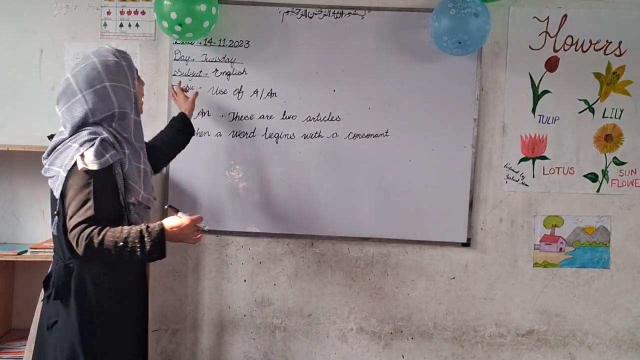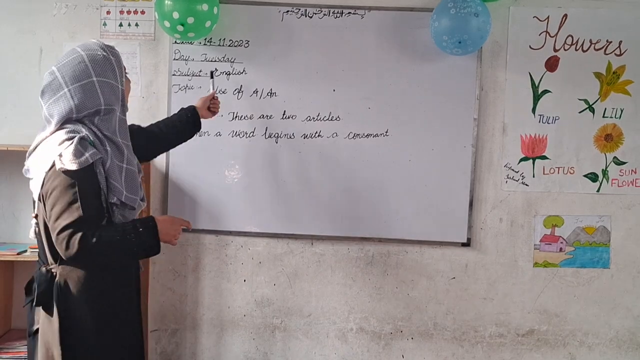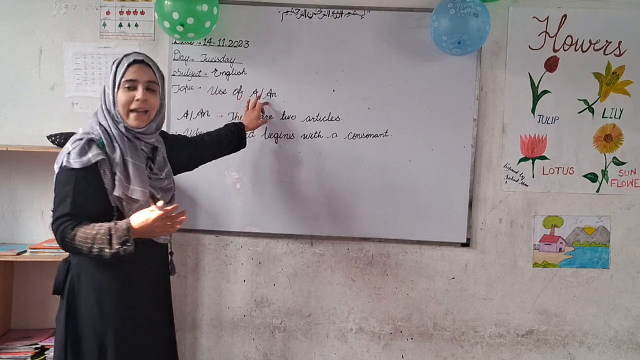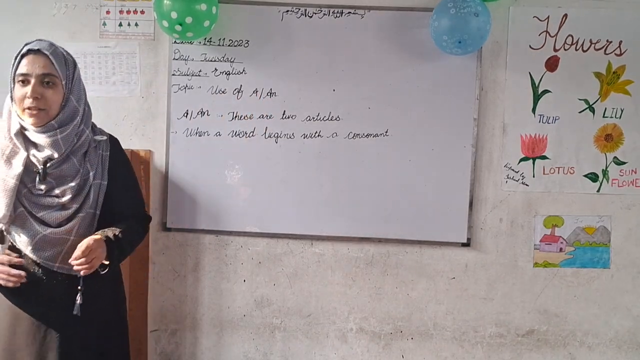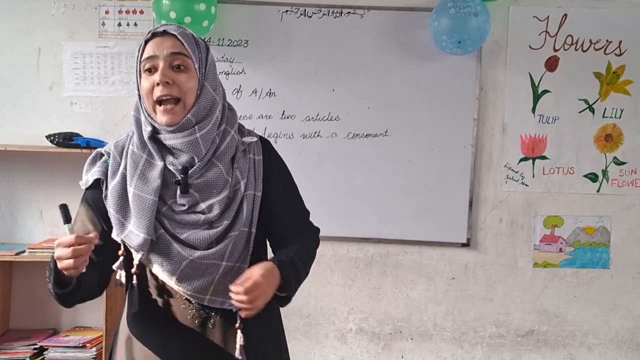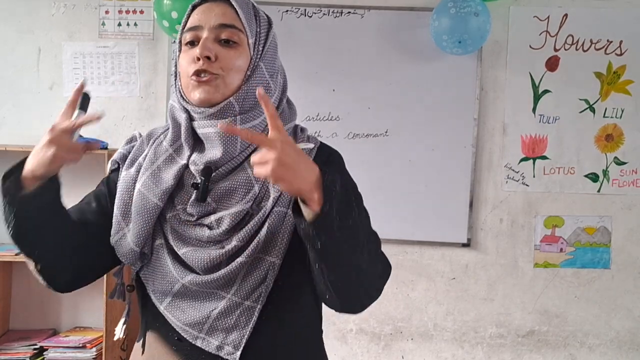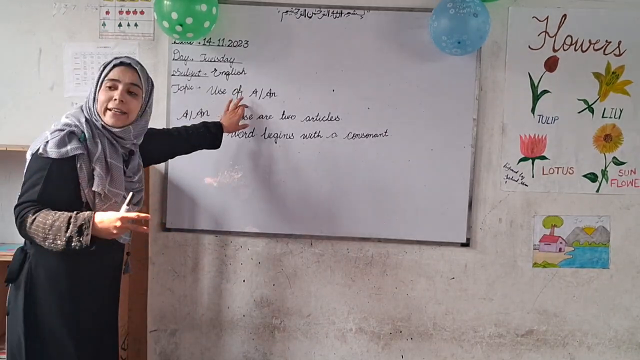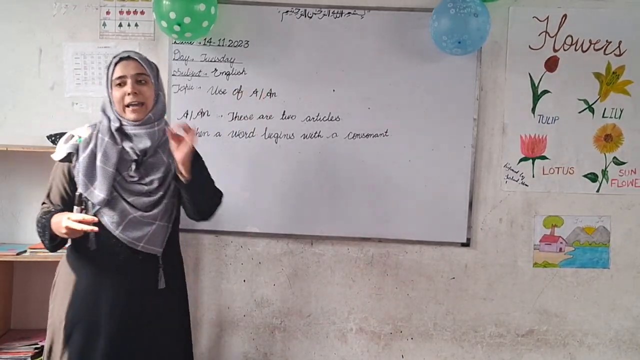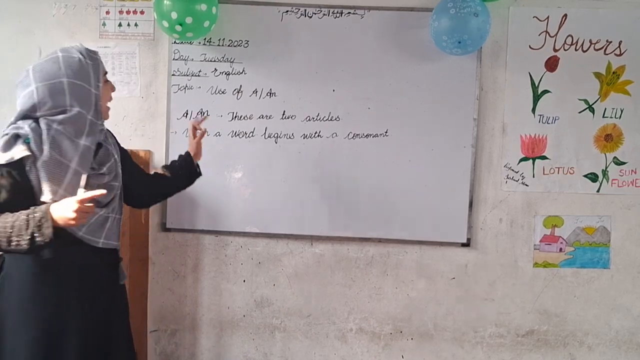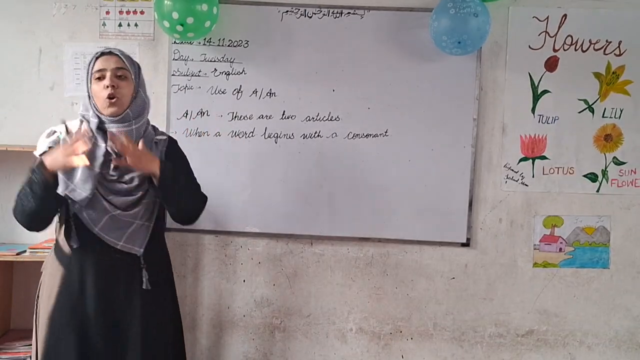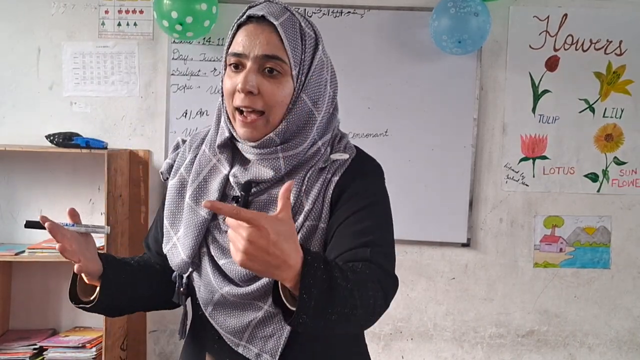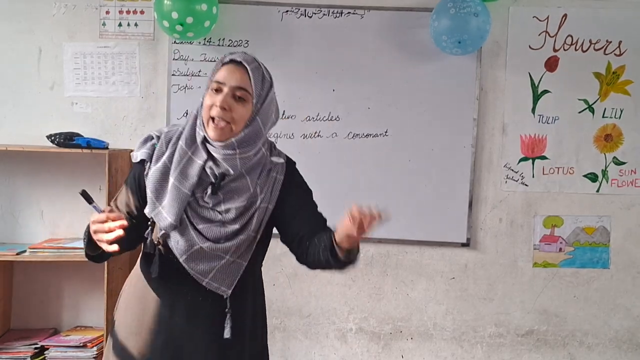Okay? And this time we are going to study which subject? English subject. And the topic is use of a and an. Dear students, as you know, a and an are two articles. A is an article, and an is also an article. Now a question arises: when can we use article a and when can we use article an?